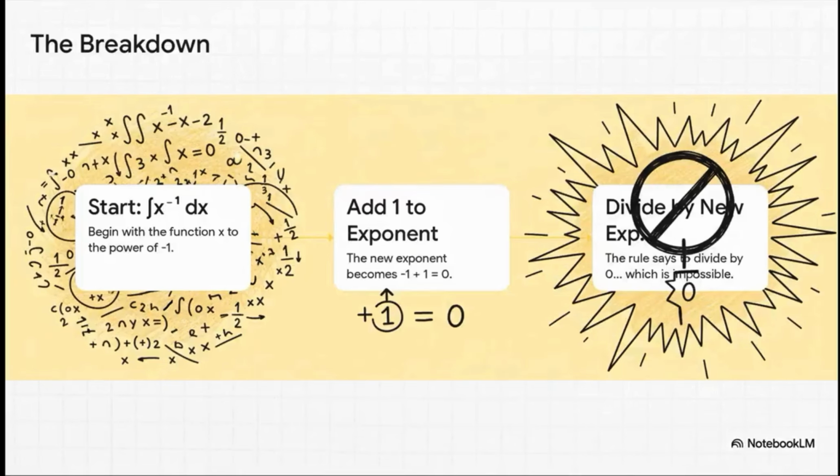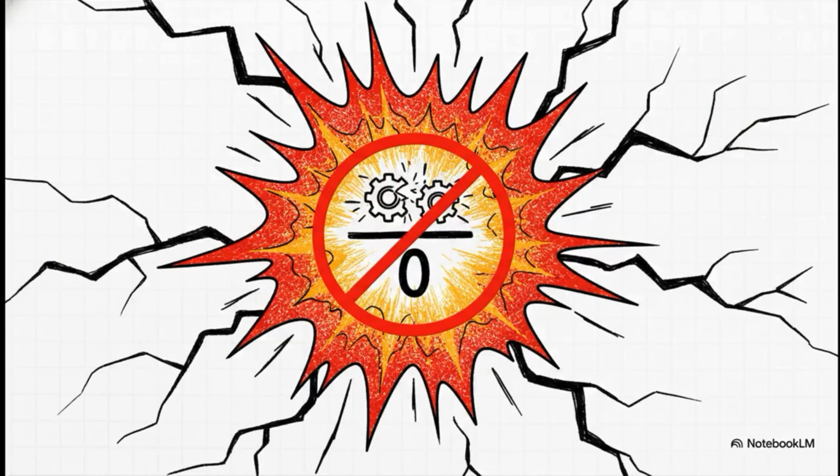So let's actually walk through it. Let's see what happens when we try to force our trusty power rule to work here. We start with x to the power of -1. We follow the steps, right? Add 1 to the exponent. Okay, -1 plus 1, that's 0. So far, so good. But the very last step is to divide by that new exponent, and we find ourselves trying to divide by 0. And boom, it's undefined. The whole calculation just implodes. You cannot divide by 0. It's a fundamental no-go in math. Our hero, the power rule, has totally failed us, and it leaves this massive gaping hole in our calculus toolkit.